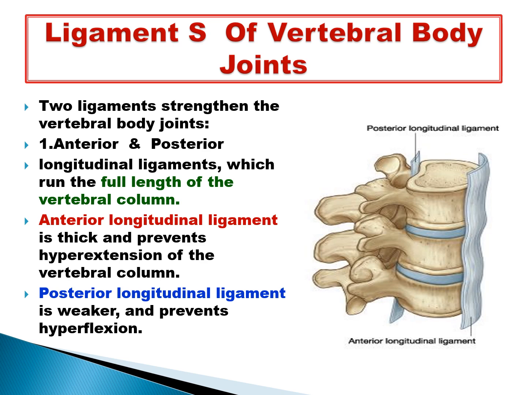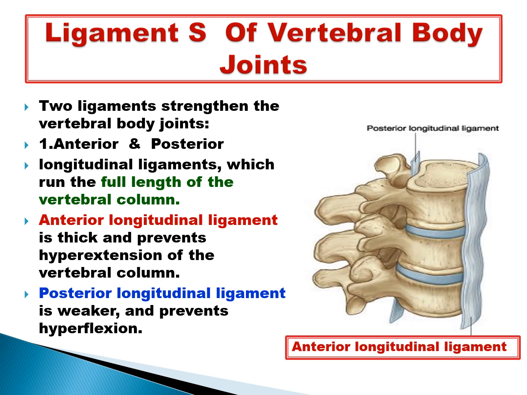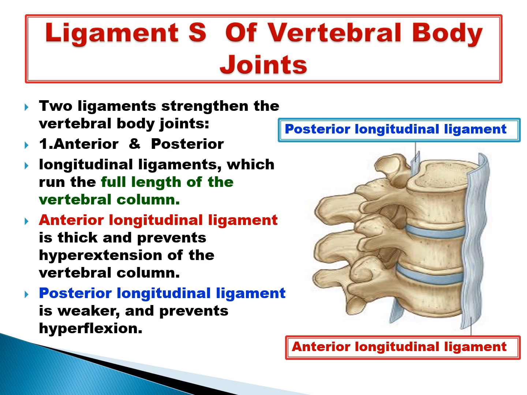So coming to the detailed parts of the ligaments of the vertebral body and joints. The two ligaments which strengthen the vertebral body are the anterior and posterior longitudinal ligaments, which run the full length of the vertebral column. Anterior longitudinal ligament is thick and prevents hyperextension of the vertebral column. Posterior longitudinal ligament, which is related to the posterior surface, is weaker and prevents hyperflexion. Anterior longitudinal ligament connects the anterior surface in full length of the vertebral column. Posterior connects the posterior surface of the vertebral body.